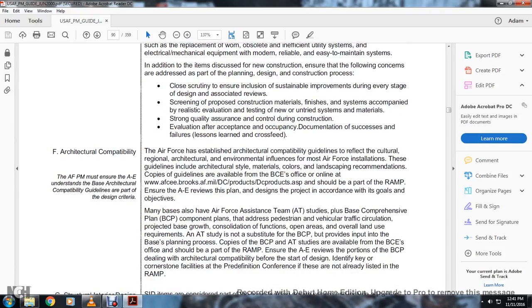5. Architectural compatibility. The Air Force established architectural compatibility guidance that reflects the culture and regional architectural and environmental influences of most Air Force installations. These guidelines include the architectural style, materials, colors, and landscaping recommendations. Copies of the guidelines are available in the Base Civil Engineering office and online, and should be part of the requirements and management plans to ensure the architectural and engineering review plans design the project in accordance with the goals and objectives.